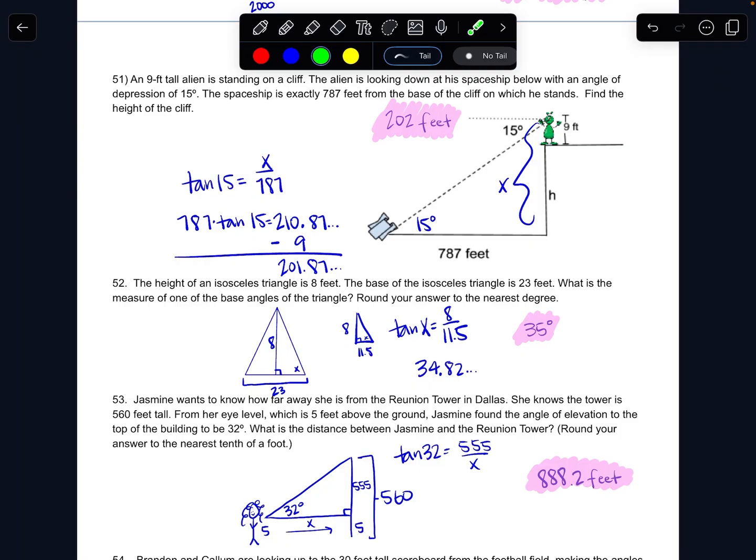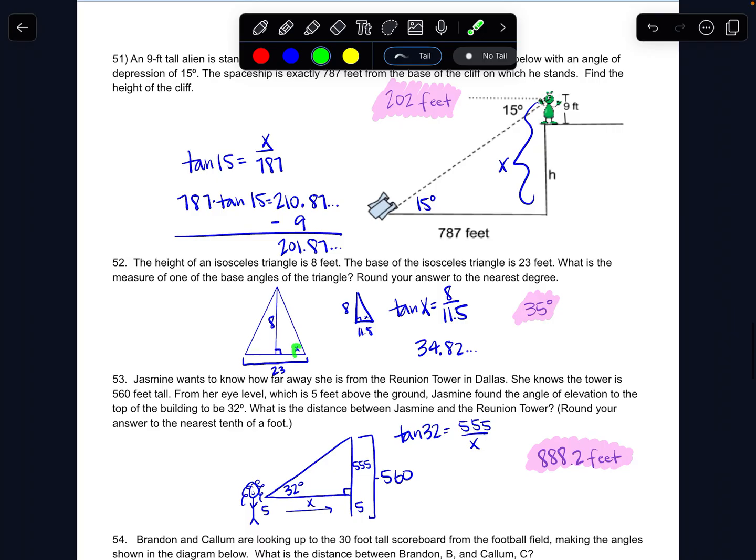On number 52, the height of an isosceles triangle is 8 feet. Remember that in an isosceles triangle, our legs are the same length. So whenever I drop the height down, it is perpendicular to the base, and it also splits the base in half. So we end up with this little triangle over here on the right. It says that our base is 23, so this little piece is half of that, which is 11.5. What is the measure of one of the base angles? Remember, the base angles form between a leg and the base. So we're going to use tangent. And when we do that tangent inverse, we end up with 34.82, which leaves us with 35 degrees.